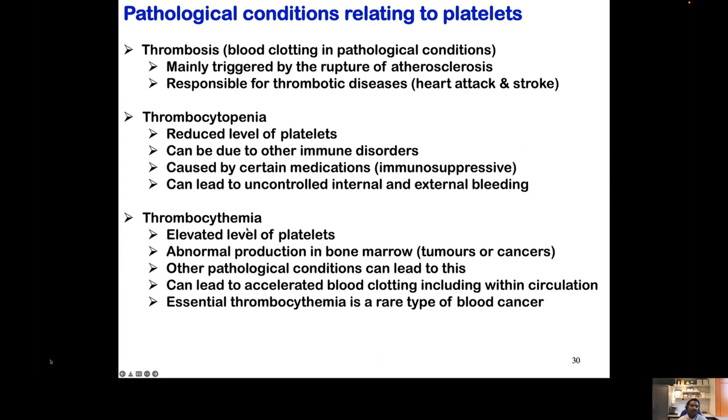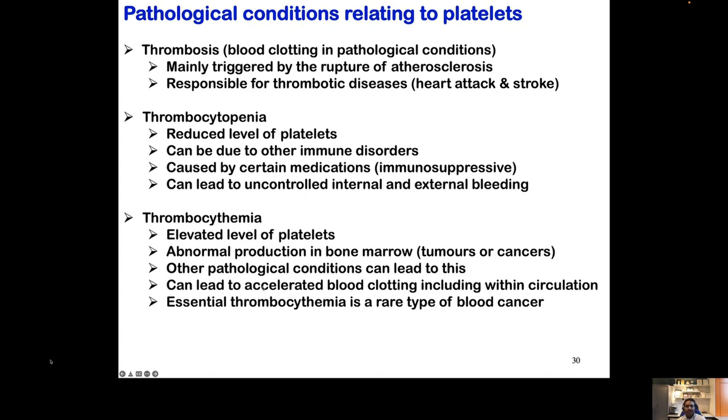OK, what is thrombocythemia? This is a condition when we have a greater number of platelets than the normal level. This is due to abnormal production in the bone marrow. Again, it could be due to tumors or cancers in the bone marrow that lead to production of a large amount of platelets, or other pathological conditions that can also lead to increased platelet levels. So it can cause accelerated blood clotting within the circulation. Similar to thrombosis, the same thing happens here.